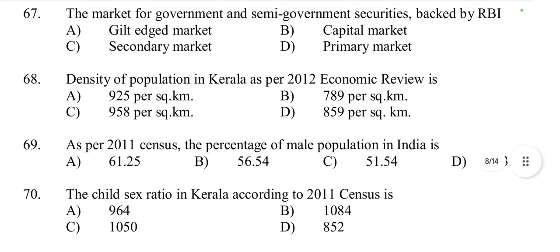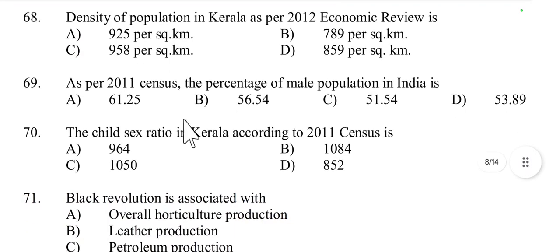Then question number 68. Density of population in Kerala as per the 2012 Economic Review is 958 per square kilometer. Option C. Then question 69, as per the 2011 census, the percentage of male population in India is 61.25, 56, 51 or 53? It is 51.54.